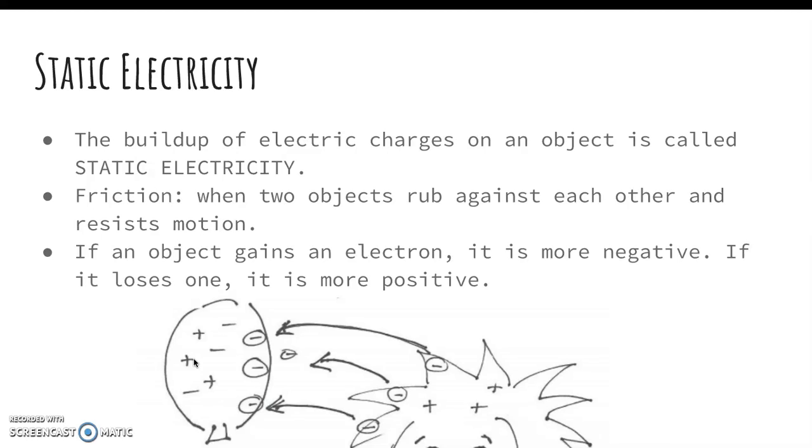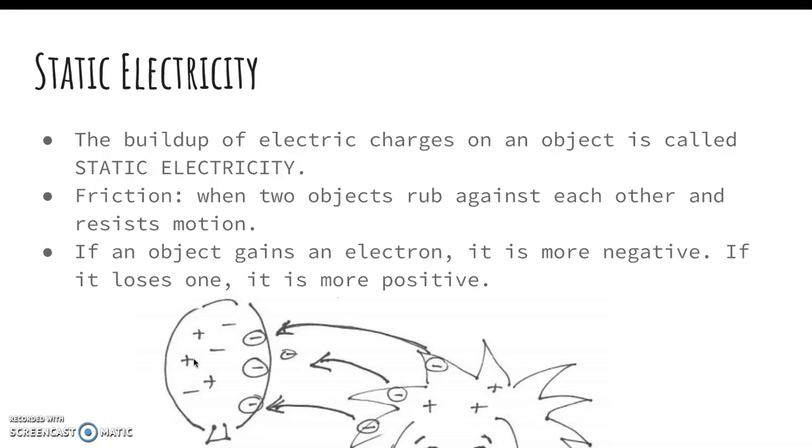The next topic we are going to discuss is static electricity. The buildup of electric charges on an object is called static electricity. One way objects gain or lose electrons is through friction, or rubbing two things together. For example, rubbing a balloon against your hair. If an object were to gain electrons, that object will become negatively charged. If an object were to lose an electron, it would become positive because it has more protons than electrons.